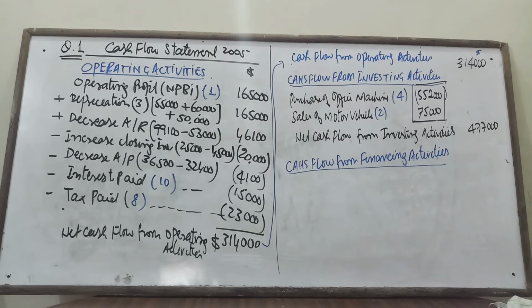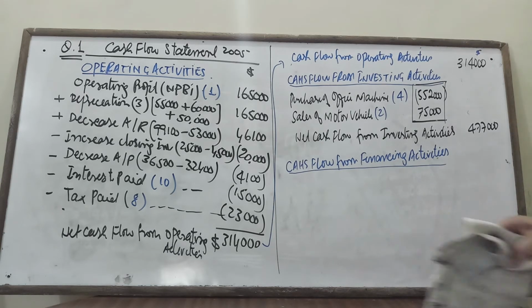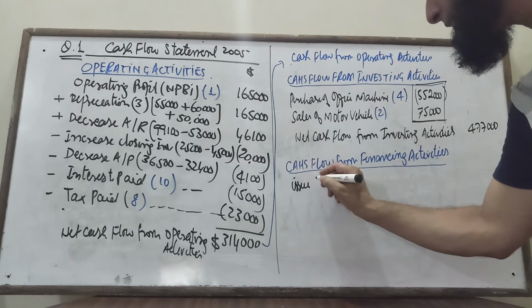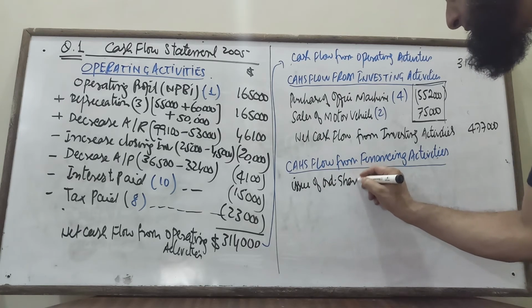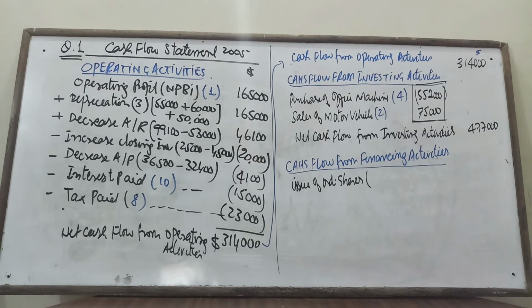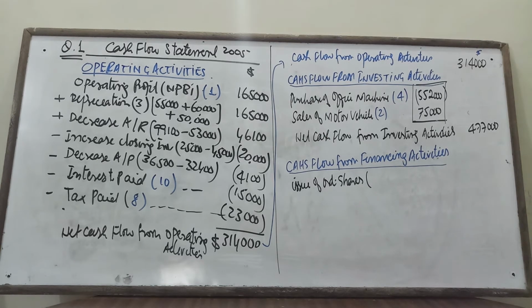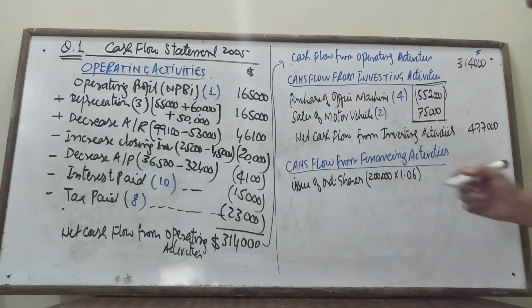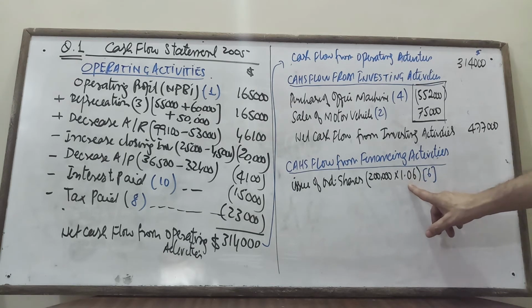Now for this I am going to read point number 6, issue of ordinary shares. Point number 6 says during the year 200,000 ordinary shares were issued at 1.06 each. So 200,000 shares at 1.06. For your reference, this is coming from point number 6. So 200,000 multiplied by 1.06 equals 212,000. That is a cash inflow of 212,000.